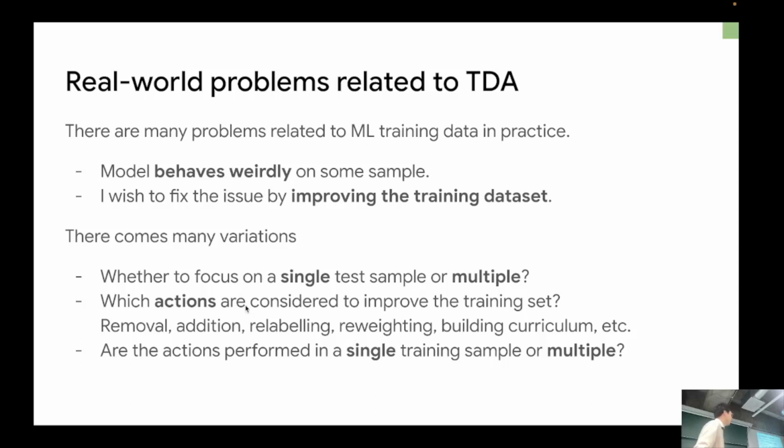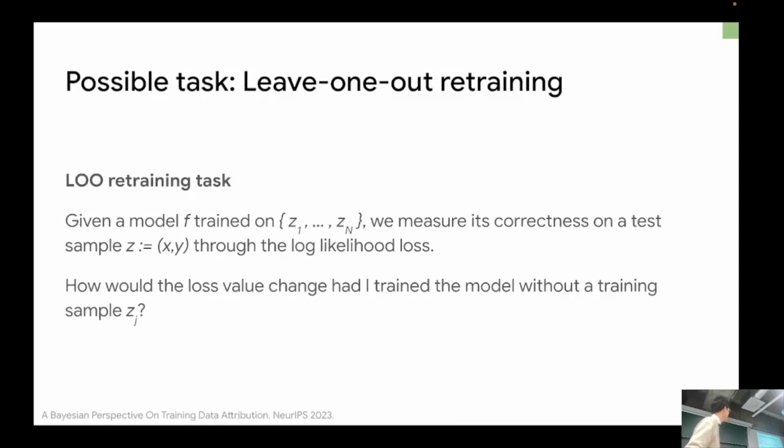And there are many variations to this problem, whether to focus on a single test sample or multiple test samples. Whether you want to fix the behavior of the model on a very specific case, or a group of cases, or for the entire set. There can be different actions: you can try to remove some samples, add some samples, relabel some of the samples, or reweight some of the samples. And likewise, for training samples, we can fix just a single training sample or multiple of them.